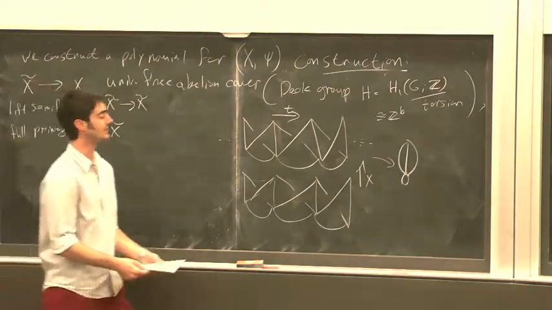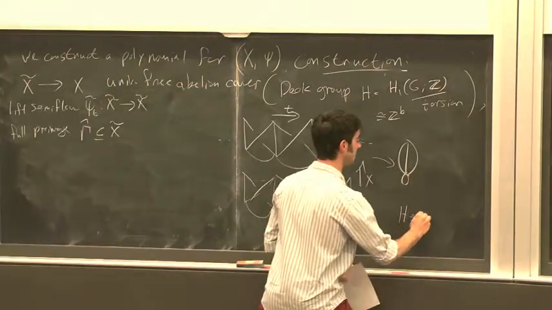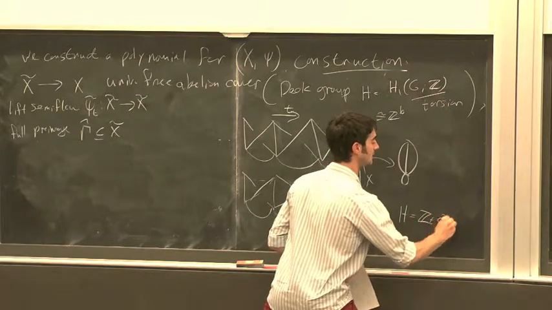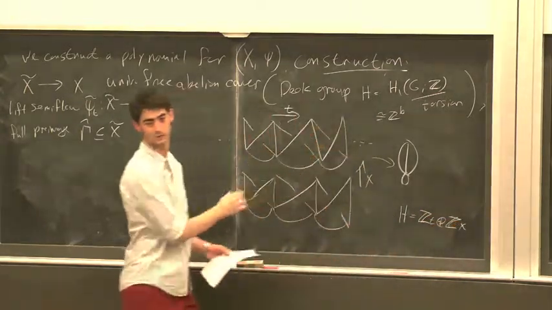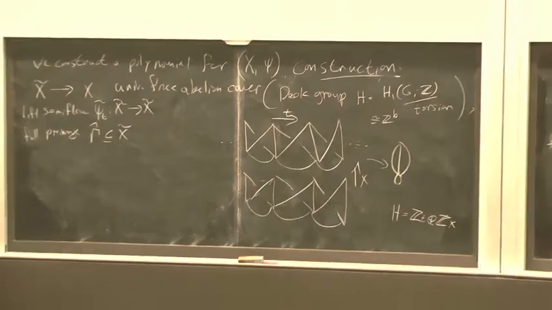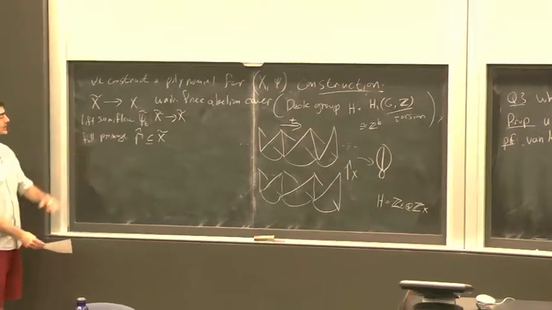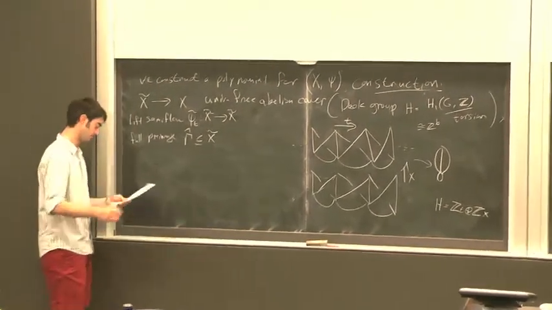All right, so in this case, H is Zt plus Zx. It's generated by t and x, and I've sort of chosen a nice basis. Okay. So that's great. So we have this thing. So now I want to make a definition.